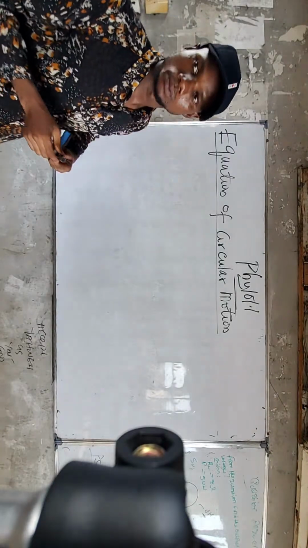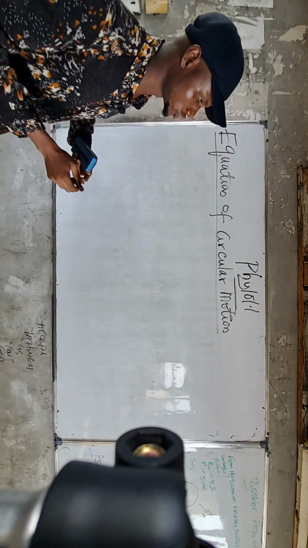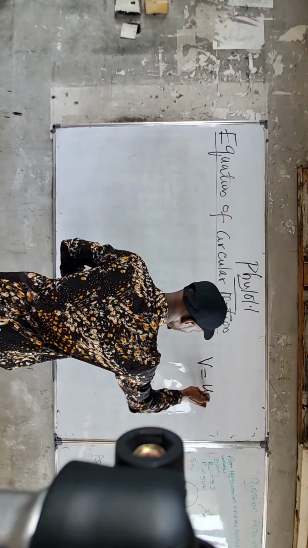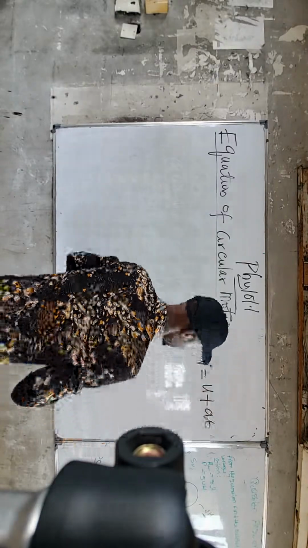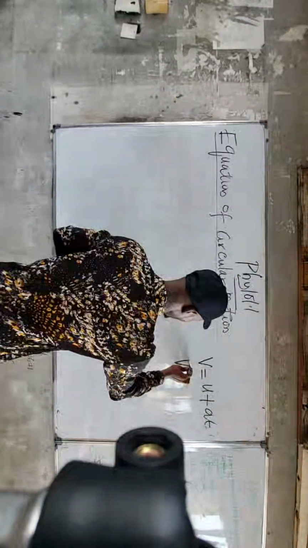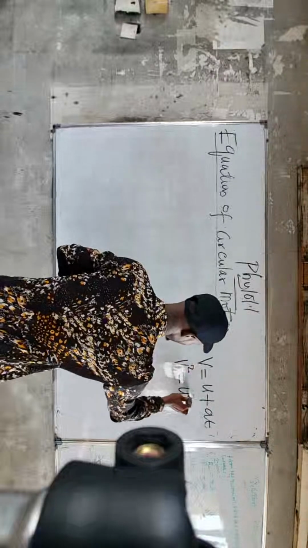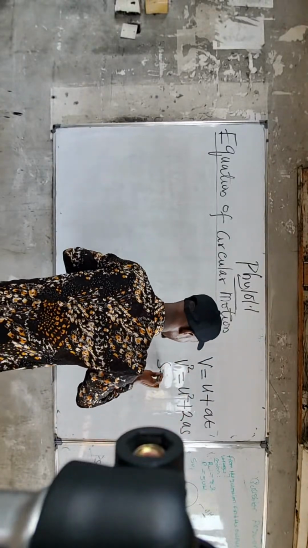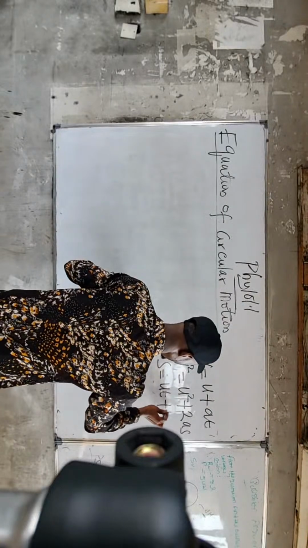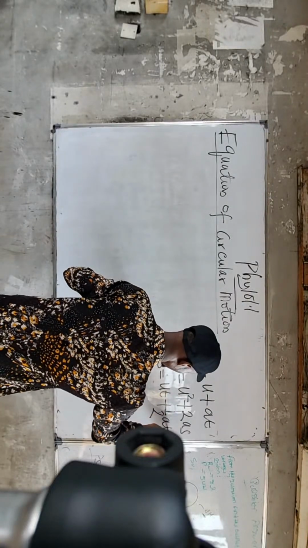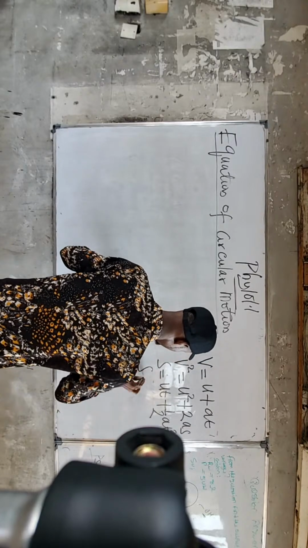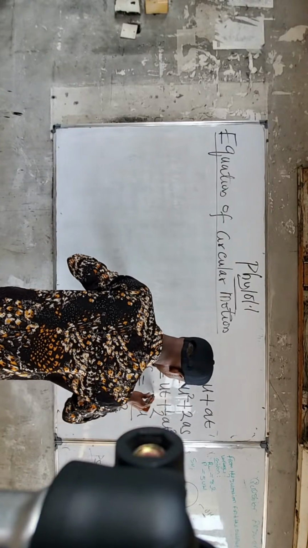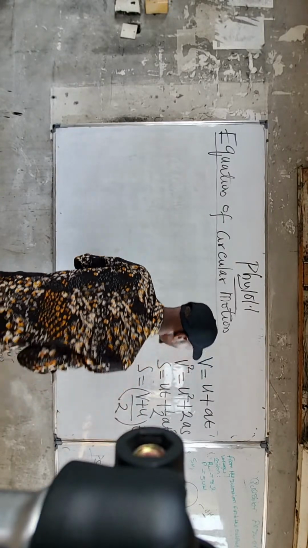Now, from what you know about equations of motion in a linear form, we say that V is equal to U plus AT, right? The next one is V squared is equal to U squared plus 2AS. The next one is S is equal to UT plus half AT squared. The next one is S is equal to V plus U over 2 times T. Please take note.